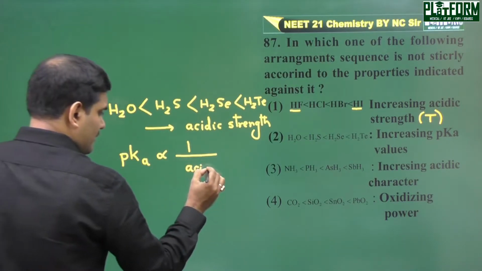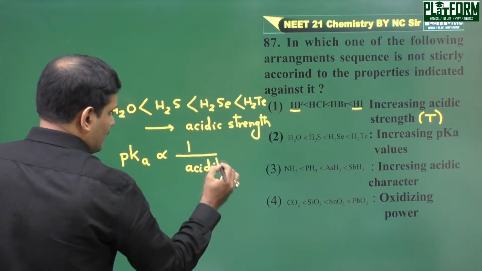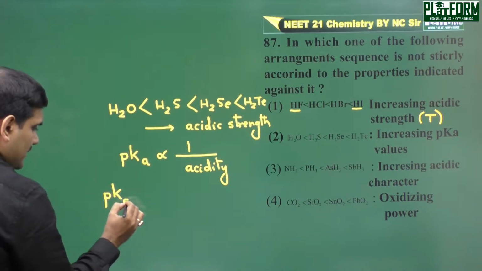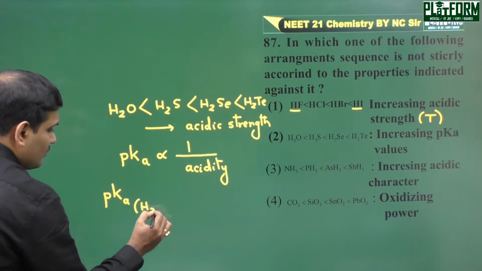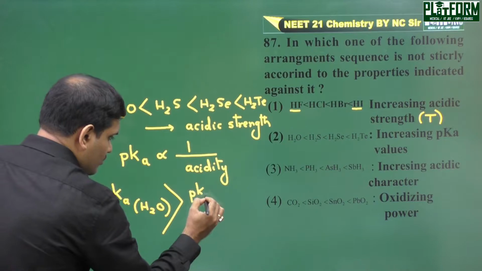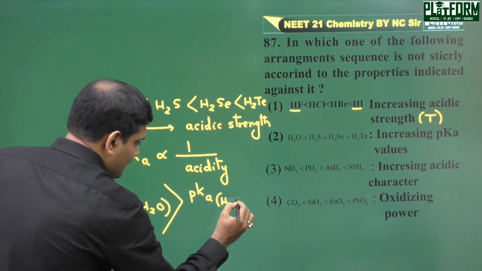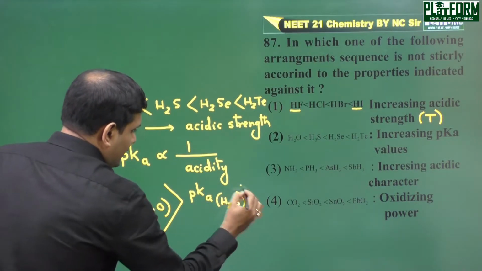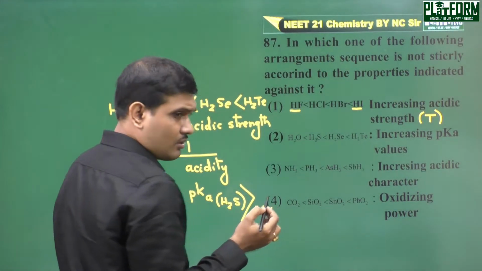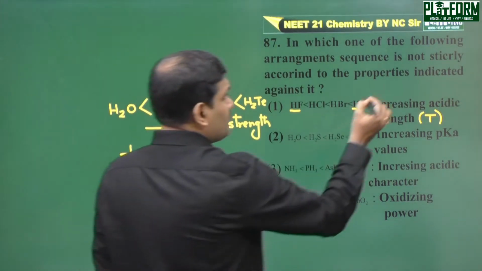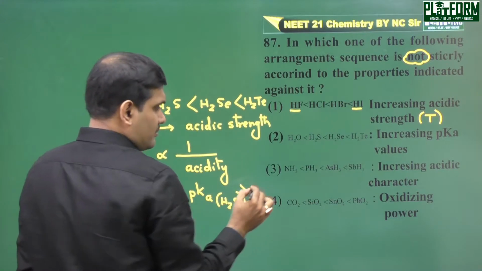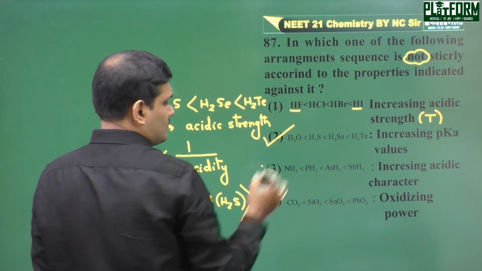Definitely. So if we go for the pKa order, the pKa of H2O will definitely have a higher value compared to that of H2S, and definitely it will be followed by the others. So this option is not a correct option. It is not strictly according to the property indicated. So the correct option definitely is option 2.